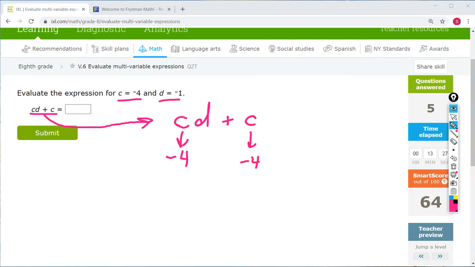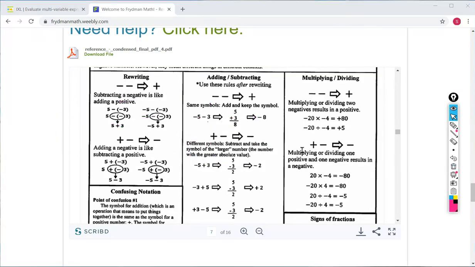And the D is -1. So we'll put a -1 over here. These things are getting multiplied together. Okay, and then we're adding. So we need to remember our order of operations. Actually, let me just make this look a little bit neater. We can start by rewriting. So we have a plus negative, so that's going to turn into minus.